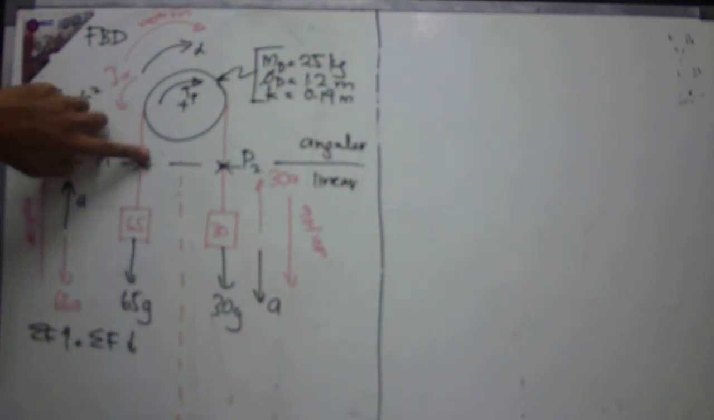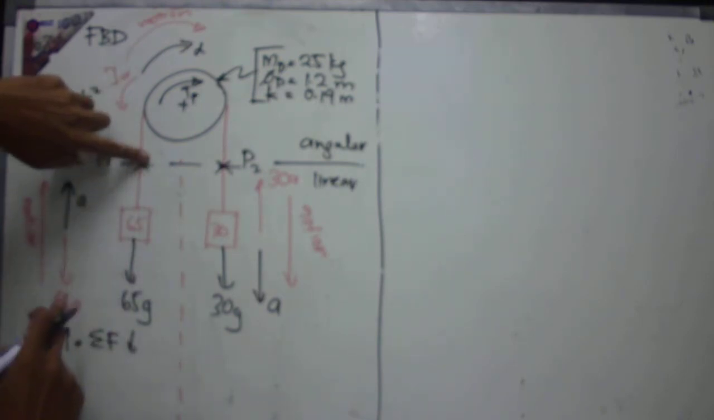Summation of force upwards equals summation of force downwards. We close for the angular motion. The arrow is upwards for P1. So P1 equals 65G plus 65A. Therefore, P1 equals 65 times 9.81 plus 2.5, equals 800.15 Newton.